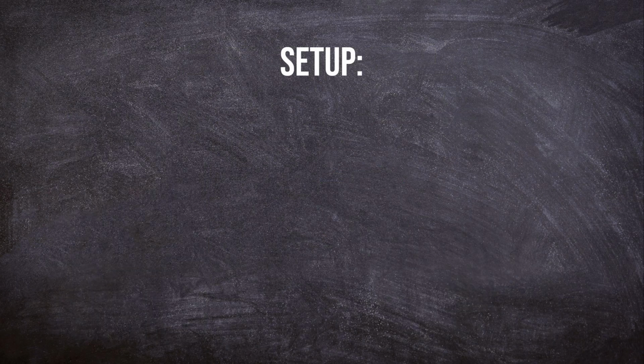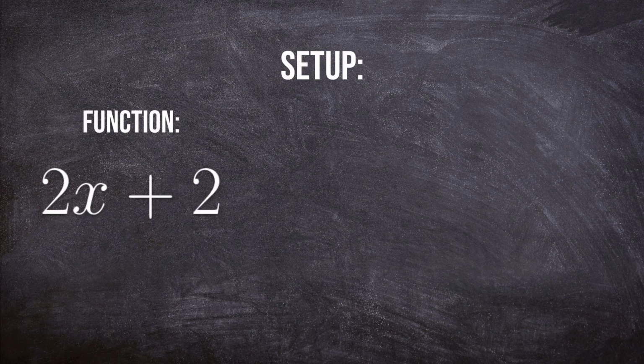Now, for the setup. To start the game, one person or a group will create some form of rule. For simplicity's sake, I'm going to start off with the example of Guess My Rule for functions. Someone creates a function. For instance, I'm going to use the function 2x plus 2. That isn't going to be revealed to everybody else in the game. That is going to be kept to myself.